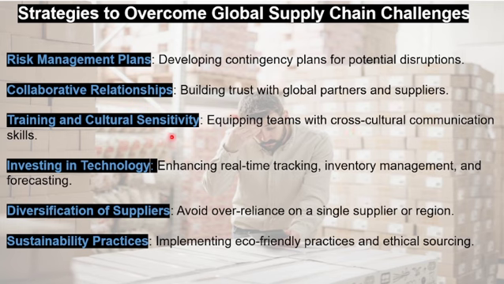Okay, that's the thing. Investing in technology: enhancing real-time tracking, inventory management, and forecasting. Strategy number four is investing in technology, which gives the result of enhancing real-time tracking, inventory management, and forecasting. Okay, this is all about diversification of suppliers. Strategy number five means avoiding over-reliance on a single supplier or region.